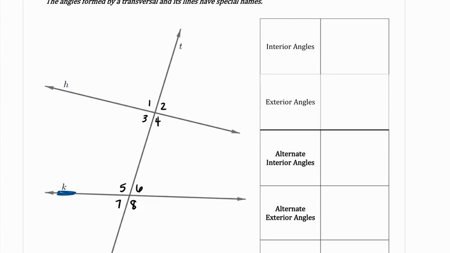Okay, so if I want to name all of my interior angles, I would have angle 3, angle 4, angle 5, and angle 6. Those are all of the angles on the inside of lines H and K. My exterior angles would be angle 1, angle 2, angle 7, and angle 8. All of those angles are on the exterior of lines H and K.